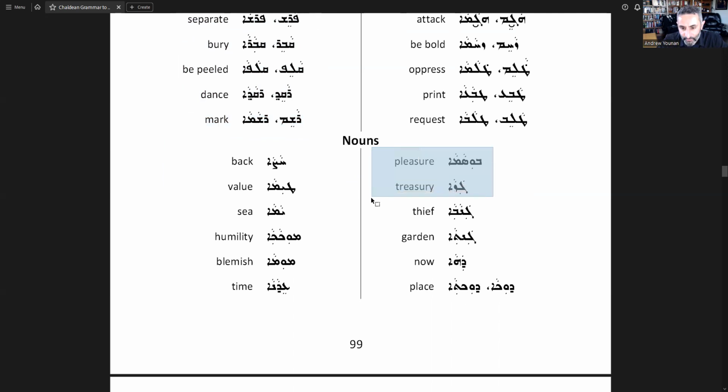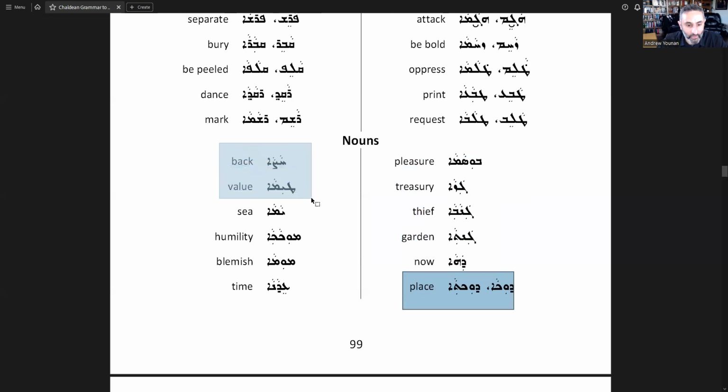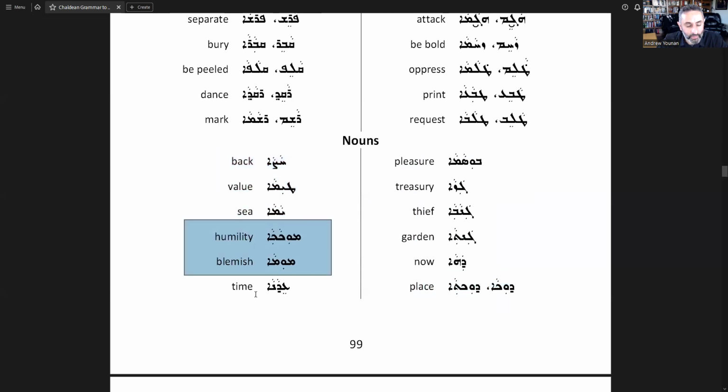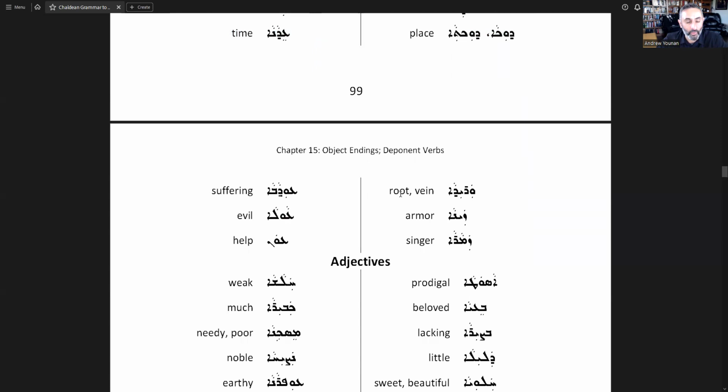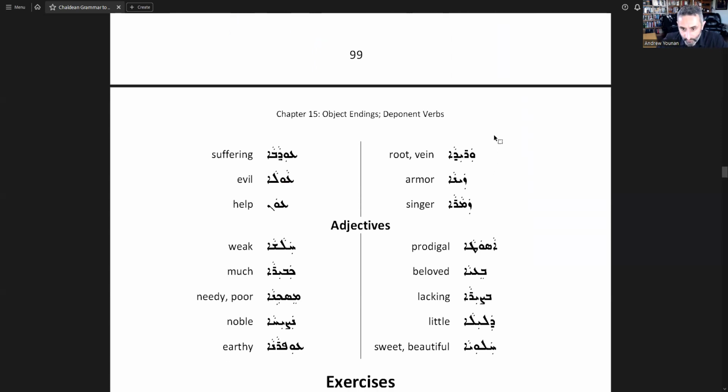Busama is pleasure. Gaza is treasury. Ganawa is thief. Gantha is garden. Daha is now. Duka or duktha is a place. Khasa is back. Tima is value. We've seen this before for sure. Yama is sea. Mukacha is humility. Muma is a blemish or a fault. Adana is time, in the sense of at what time is it going to be, or time itself. Time marches on, whatever.